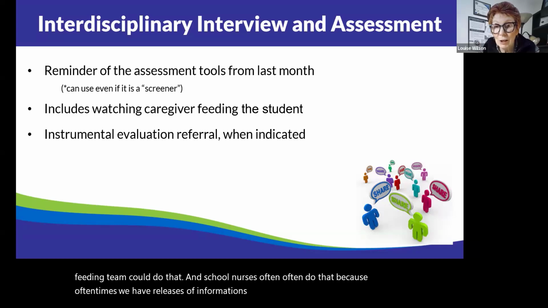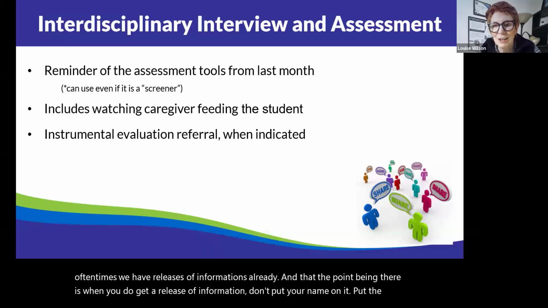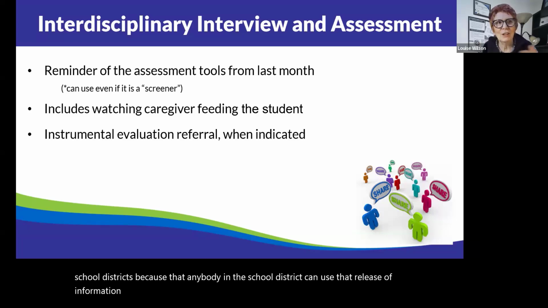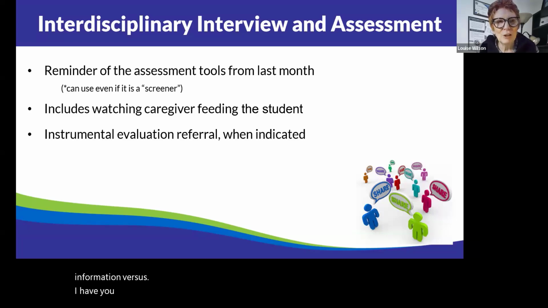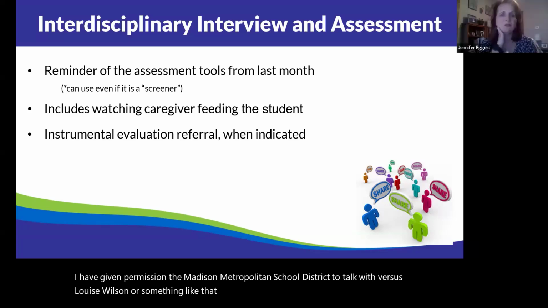And the point being, when you do get a release of information, don't put your name on it, put the school district's, because then anybody in the school district can use that release of information, versus saying you have given permission to the Madison Metropolitan School District to talk with Louise Wilson or something like that. That's a great point, Louise.